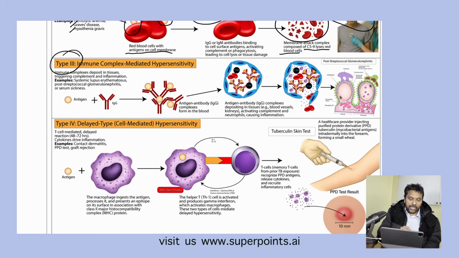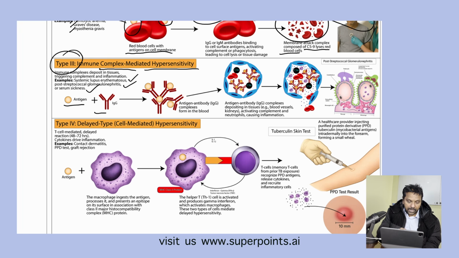And type 3, immune complex mediated hypersensitivity. Immune complexes deposit in tissues, triggering complement and inflammation. I told you earlier, systemic lupus erythematosus, post-streptococcal glomerulonephritis, serum sickness, these are like type 3.